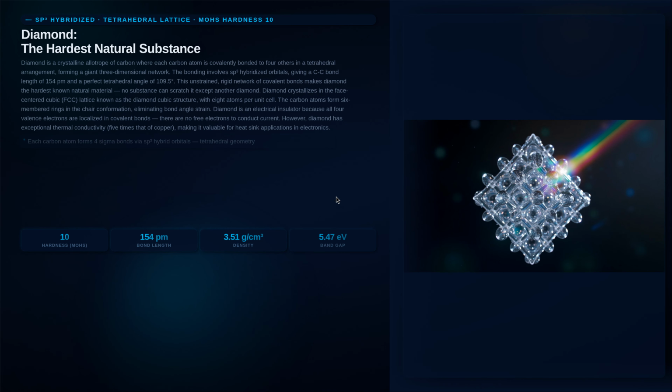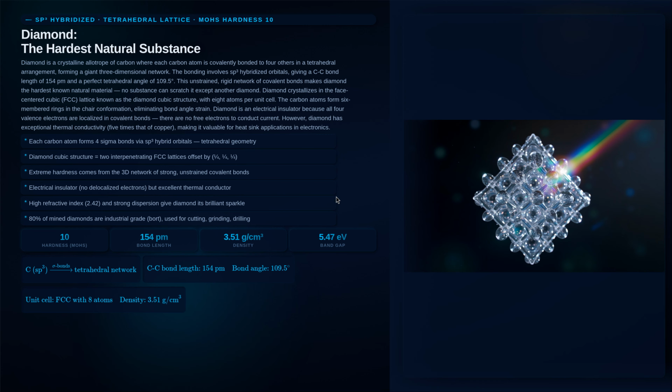Let us now explore diamond. Diamond is the hardest known natural substance on Earth. Each carbon atom in diamond is bonded to 4 other carbon atoms using sp3 hybrid orbitals, forming a perfect three-dimensional tetrahedral network. These bonds are all sigma bonds, very strong and directional. The crystal structure is called diamond cubic. The bond angles are exactly 109.5 degrees, with bond lengths of 154 picometers.